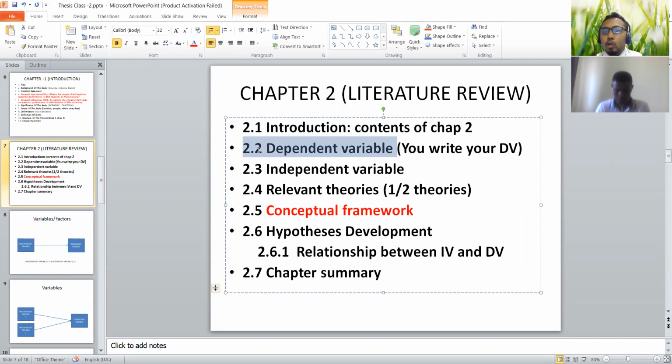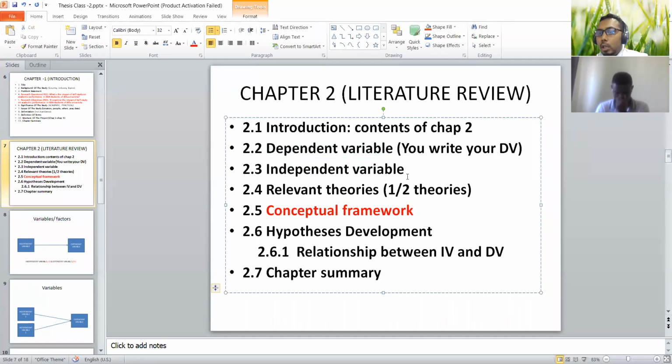Dependent variable, you describe your dependent variable. What is your dependent variable in this study? The academic performance. So you write down here academic performance and you describe something about the academic performance from the previous literature or previous articles on the web. A lot of information is available there. And for the independent variable also you write down the information, and link it up with your study.